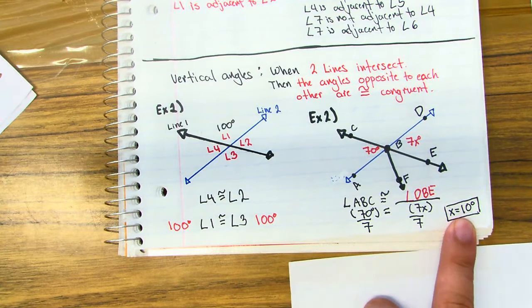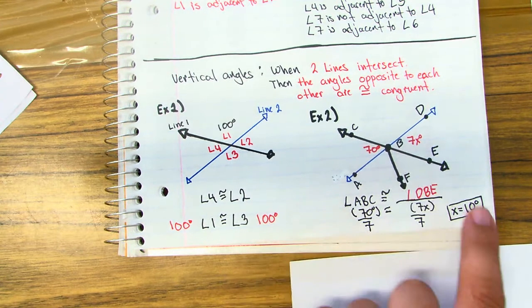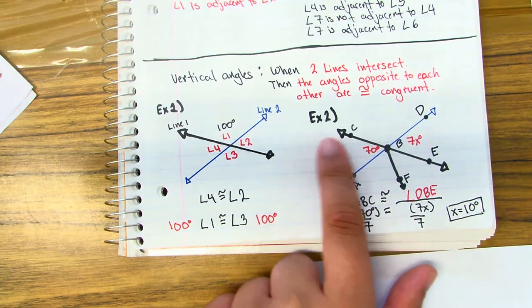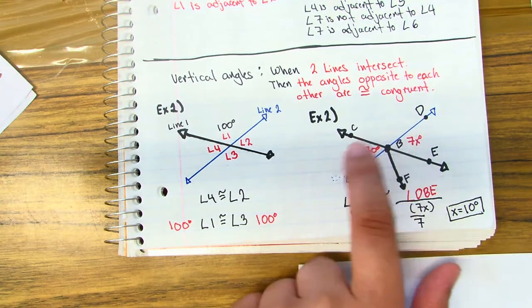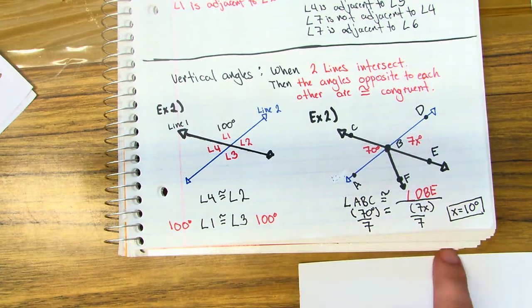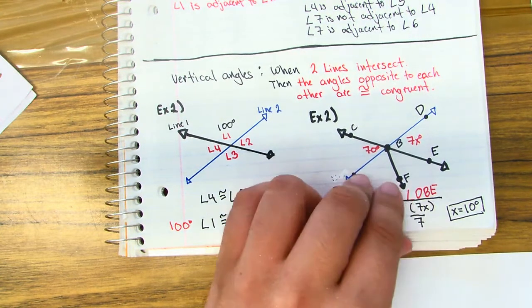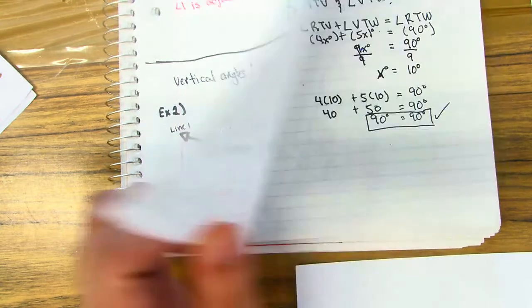Don't forget to double check your work. 7 times 10 is 70. 70 is congruent to 70. So you know for sure that these two are vertical angles, and you know the value of x is correct as well. Okay? Hope that was easy. That was simple.